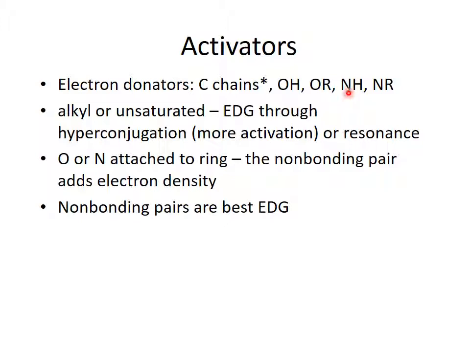Nitrogen likewise can put its non-bonding pairs into a pi system. So if you have a nitrogen that has a non-bonding pair on it adjacent to the ring, it will be an activator. And it's even more of an activator than oxygen because it's less electronegative. Your carbon chain can either be an alkyl group or it can have a double bond in it. The double bond has a pi system in it that can push electrons into the pi system of the ring. So all of these are electron donating groups, and they all are activators.